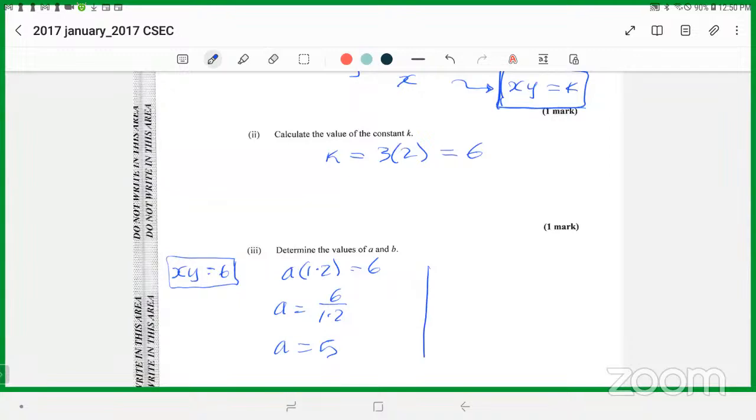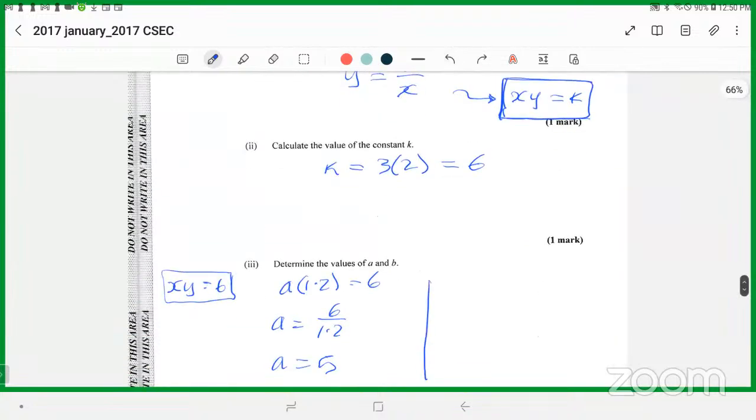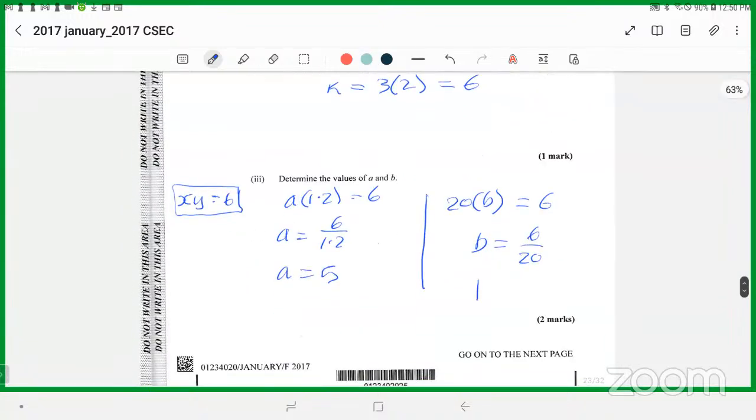On the other side, we're going to use this product now. X times y still equals 6. So it's 20b equals 6. So 20 times b, that product is also equal to 6. So get the b divided by the 20. So the b equals 6 over 20, which is 3 over 10, which is 0.3. Done. All right, that is that.